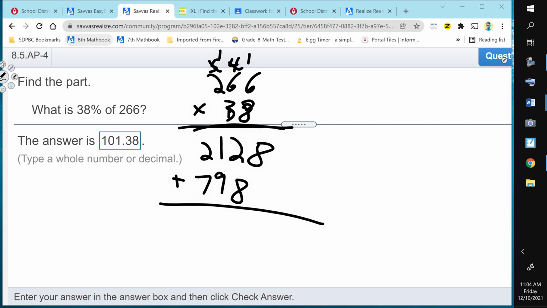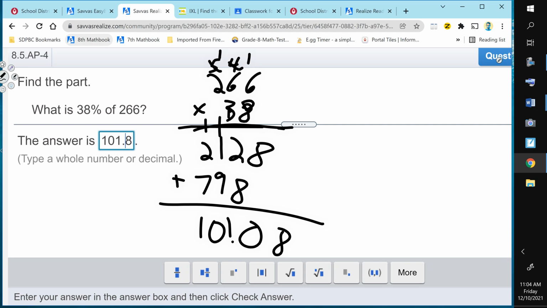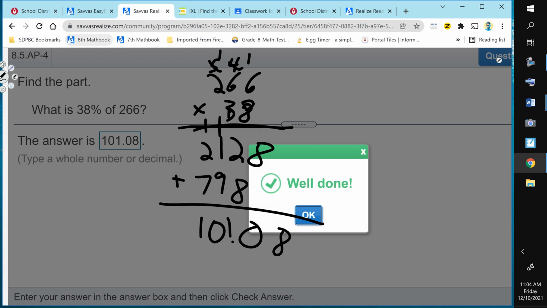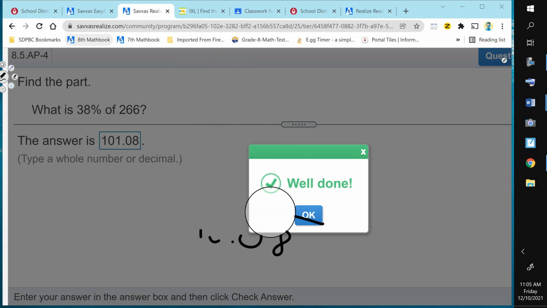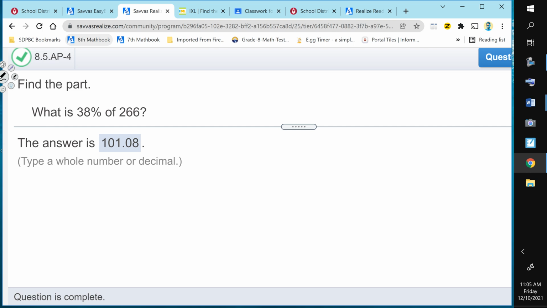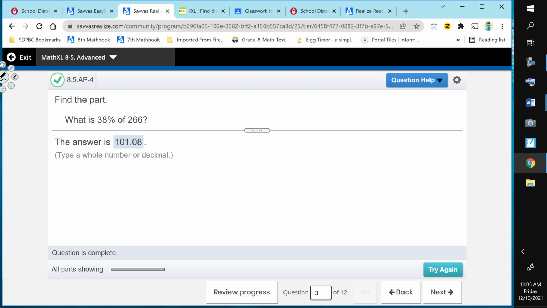Let's try this again. 8, 0, 9, 10, 11, 7, 8, 9, 10. Two numbers after the decimal. 101.08. Maybe that's my mistake. 101.08. Enter. Okay, good. Number 4. I got 15 minutes. This is going to be cutting it close.